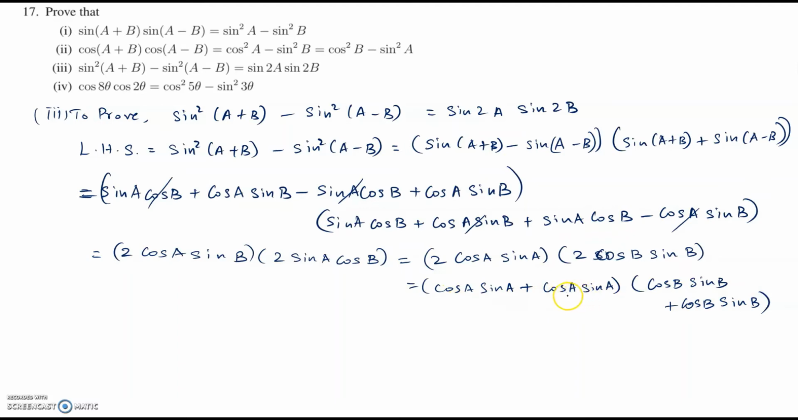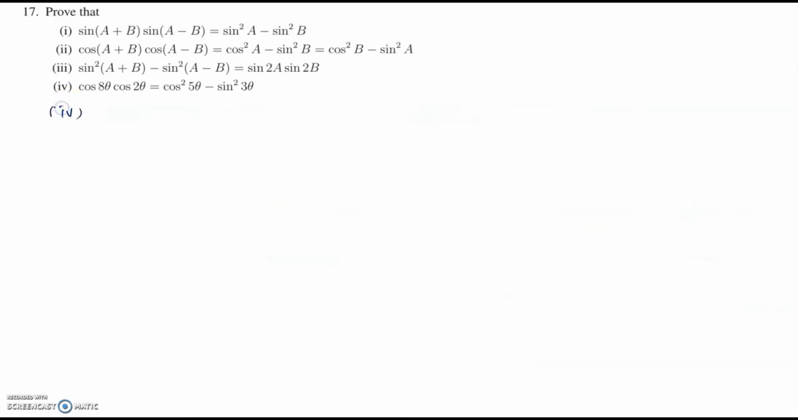Now if you look at this, this is nothing but sin 2A and this is sin 2B. We know that sin 2A will be equal to sin A cos A plus again cos A sin A, and similarly sin 2B, which is equal to the RHS. Hence the proof. Question number 4.